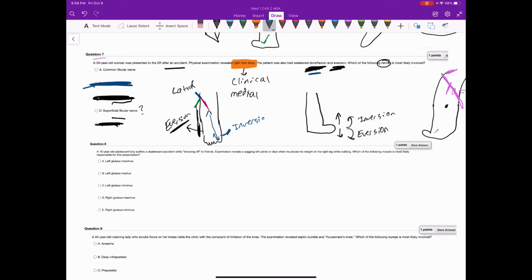Okay, so we have to go to the last one. We have to go to the common fibular nerve, also known as the peroneal nerve, right? Okay, that's how we're going to decide between this A or D. Okay, so common fibular nerve.